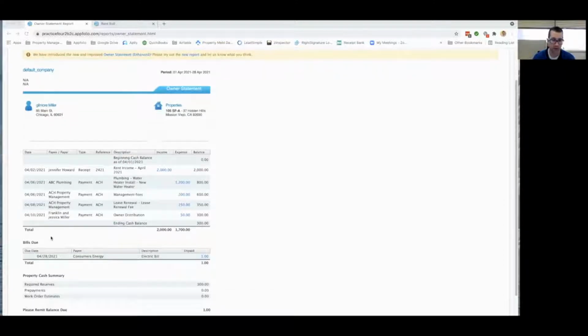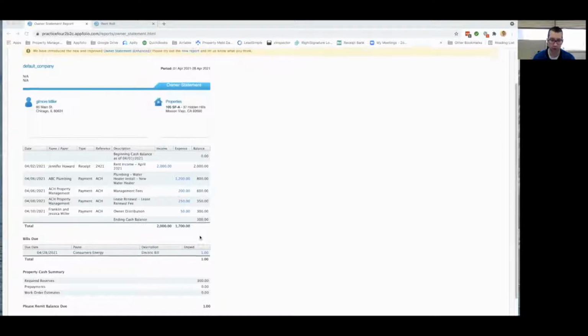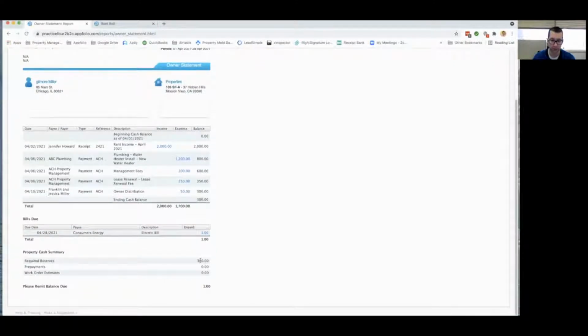And then below it, you'll see here your balance was 300. The required reserves was 300. So you'll see that there's a bill due for an electric bill for $1. So that would bring the balance below this $300 reserve, which is why I asked for $1. So this shows up on all of our reports if the amount that's in your property's account goes below the reserve.